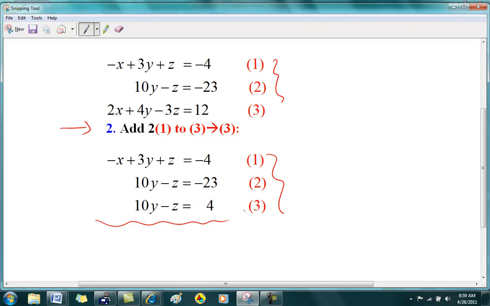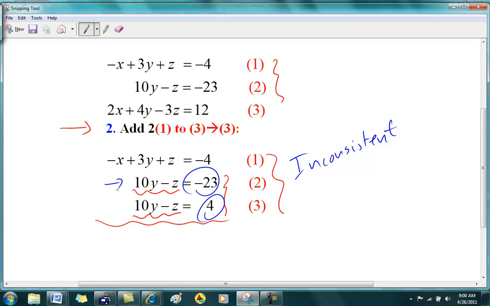Well, if you take a look at the last two equations, the left-hand sides are the same, but the right-hand sides are not the same. Okay, the right-hand sides are not the same. So clearly that can't be. Okay, clearly there's something wrong. So this system is called an inconsistent system. Okay, it's inconsistent because there are no solutions. You can't have 10y minus z equals negative 23 and 10y minus z is equal to 4 as well. That's impossible, and therefore the system is inconsistent.